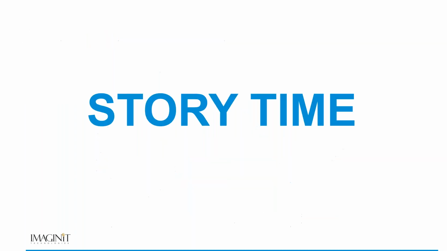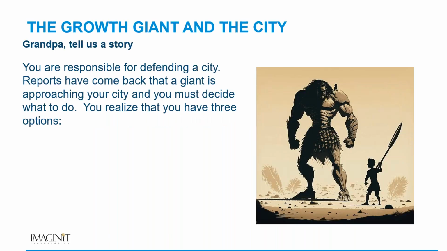So what do we do? Well, I put this together in the form of, I wanted to kind of think of the different ways that we can approach this and different things we can do. And we'll look at this as kind of a story. So the story is, you're responsible for defending a city. And reports have come back that a giant is approaching the city and you have to decide what to do. You have 3 options: freeze, defend, or attack.